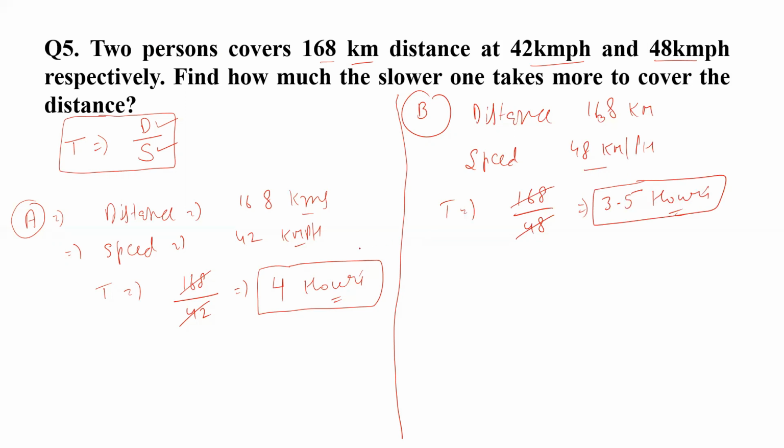So time taken by A is 4 hours, and time taken by B is 3.5 hours. We have been asked how much more time A takes to cover the same distance, so we can easily find the difference. The difference is 4 hours minus 3.5 hours, which is 0.5 hours. This is the more time taken by A to cover the same distance.